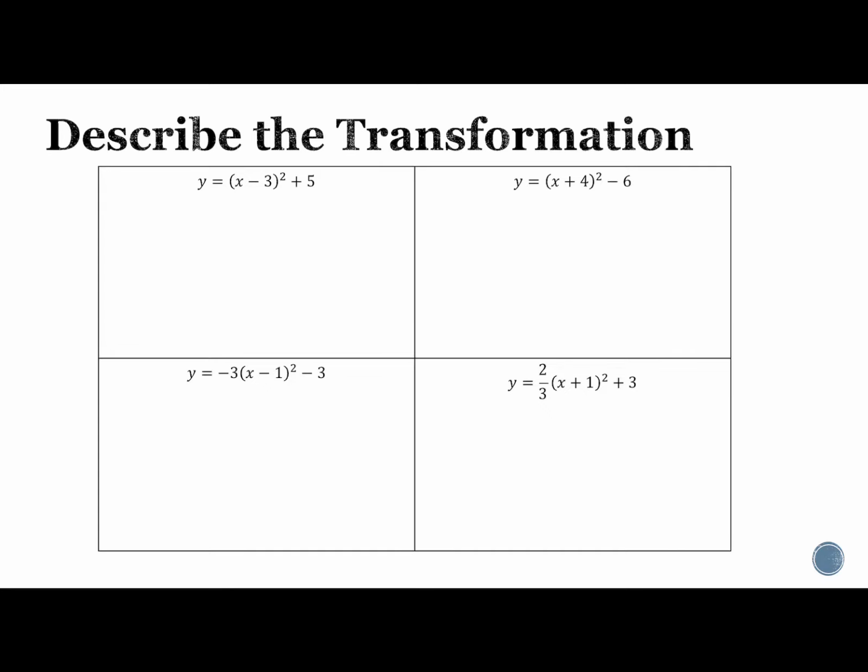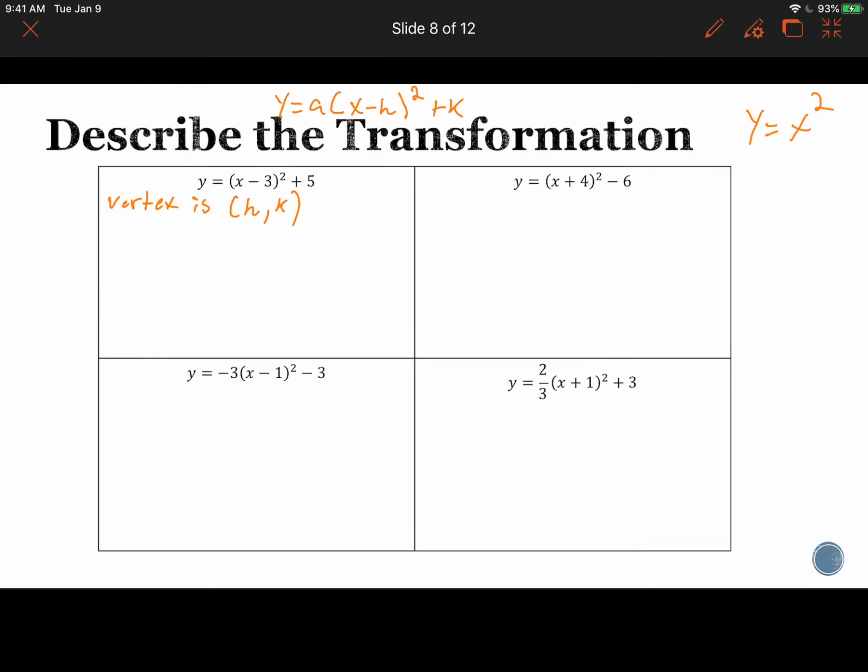Now I'd like to describe the transformation of each of these equations from the parent function y is equal to x squared. So we do know that the vertex is (h, k), and it is important to always remember and refer back to the equation y is equal to a times (x minus h) squared plus k. The reason why that's important is because of this negative sign.